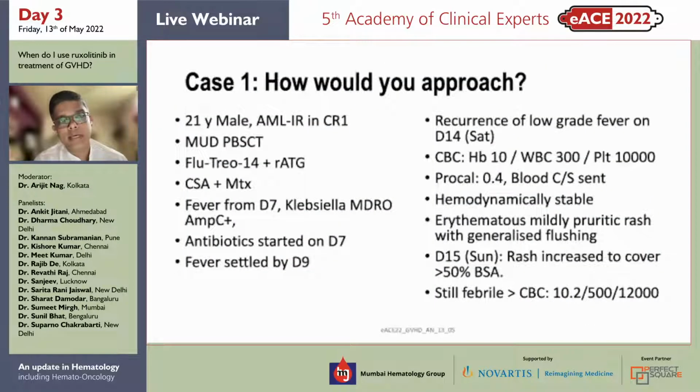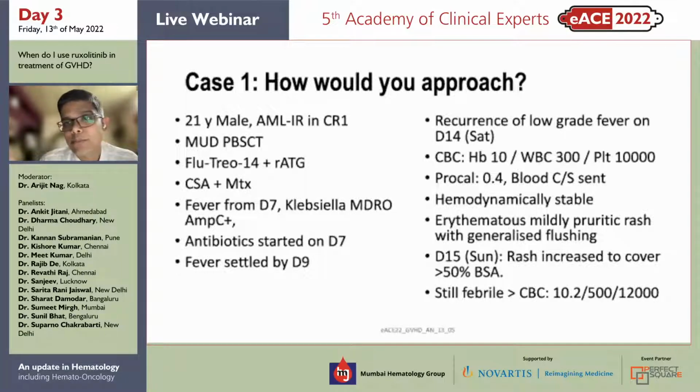So I'd start off with a case, which is a 21-year-old male with AML intermediate risk in CR1, transplanted with a matched unrelated 10-on-10 donor, conditioning flu-treo 14 with ATG, and GVHD prophylaxis being cyclosporin and methotrexate. The patient developed fever from day 7, has a Klebsiella MDRO, blood culture positive. Started on antibiotics from day 7. Fever settles down by day 9, but there is again fever coming back on day 14, which is low grade. You send the cultures, procalcitonin is 0.4, hemoglobin is 10, WBC is 300, platelet 10,000.